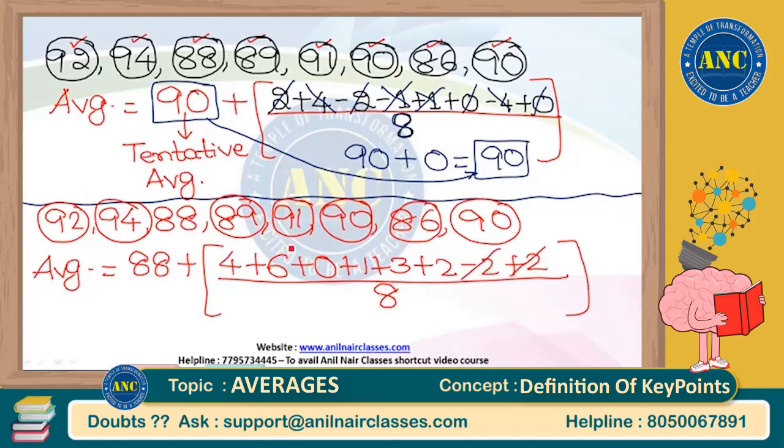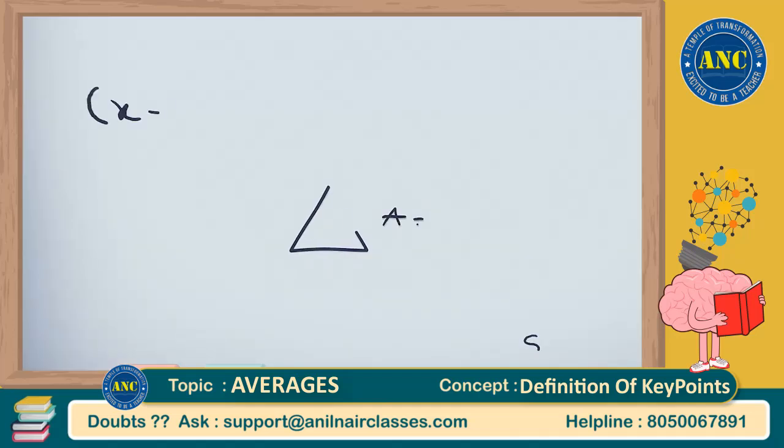Minus 2 plus 2 cancels, 4 plus 6 is 10, 10 plus 1 is 11, 11 plus 3 is 14, 14 plus 2 is 16. What is 16 divided by 8? It is 2. What is 88 plus 2? 90. You will end up with the same answer irrespective of the average you assume initially. Simple way of understanding, sir. I believe that the idea is very, very clear for my students.